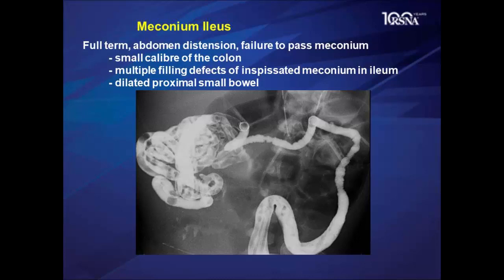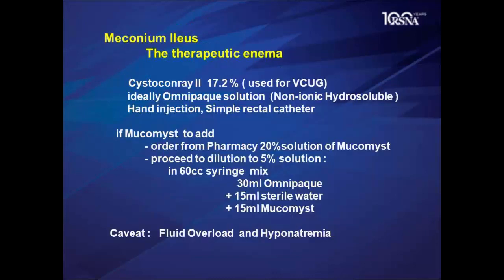So classically, this contrast enema is water soluble, slightly hypertonic. In our institution we use Cystografin 2, the same contrast that we use for VCUG. Hand injection, smooth catheter with no balloon. Actually, in very sick patients we use the Omnipaque solution because it's non-ionic. Hand injection, simple rectal catheter, and it helps actually decrust the sticky meconium from the bowel wall and unplug the patient.